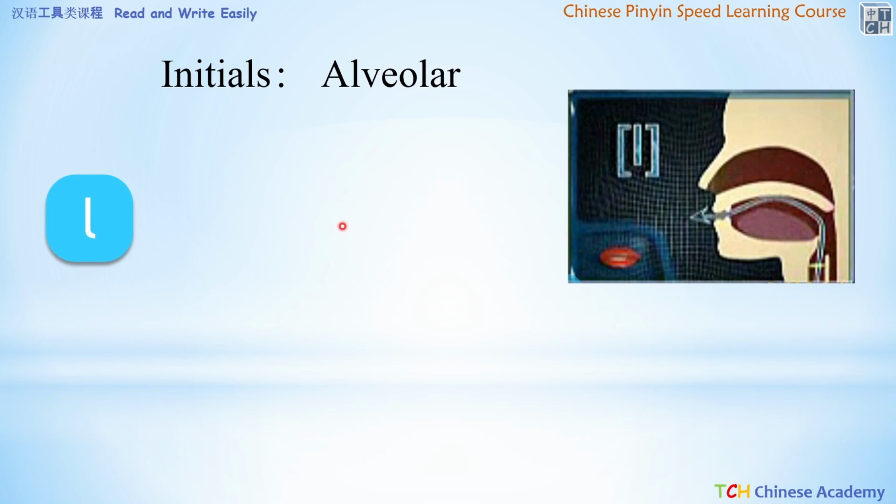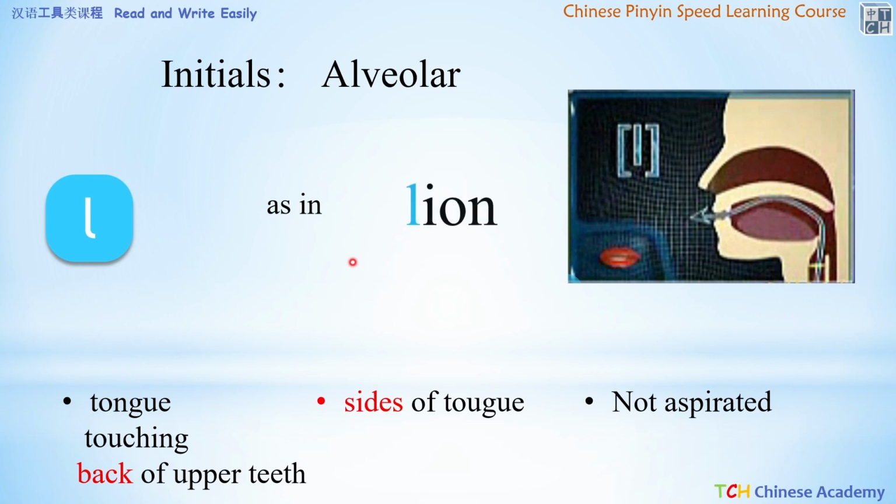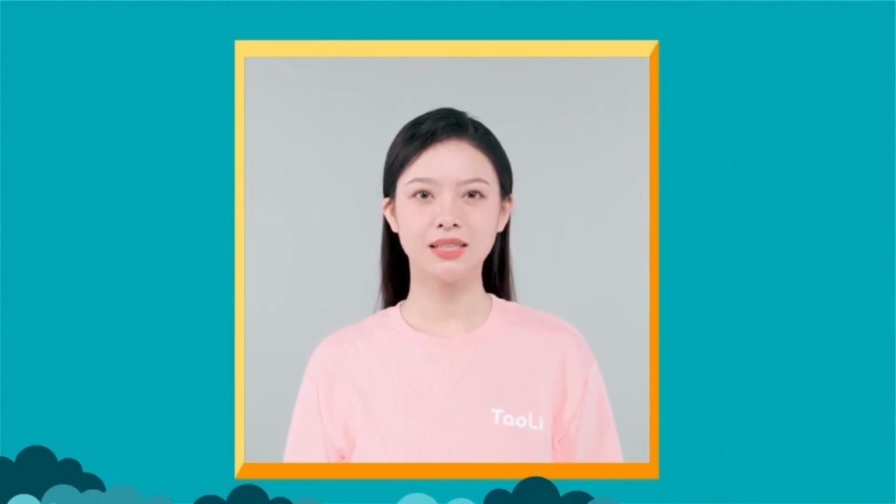Now let's look at the last alveolar initial, L, L. When pronouncing this sound, touch the tip of the tongue to the back of the upper teeth, and then let the air out through both sides of the tongue. And this sound is not aspirated, just as in the English word lion. So, l, l, l. La, la, la.